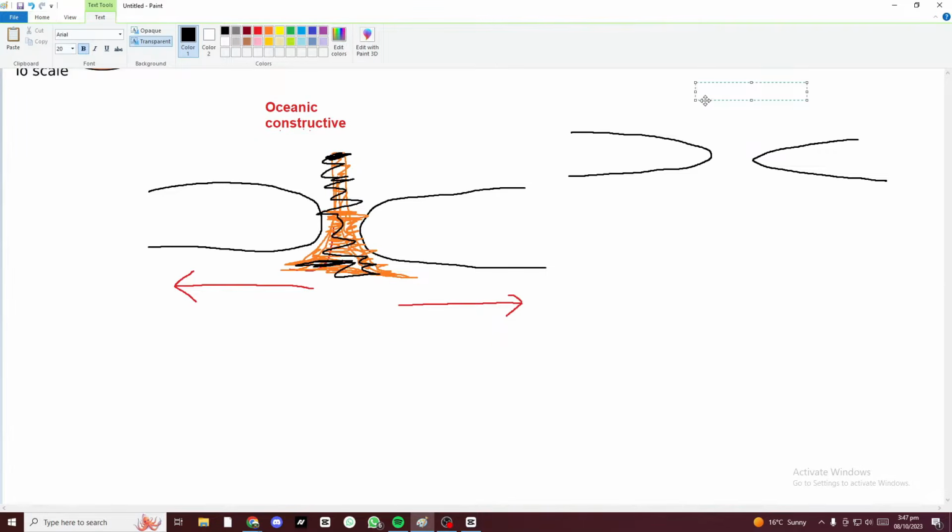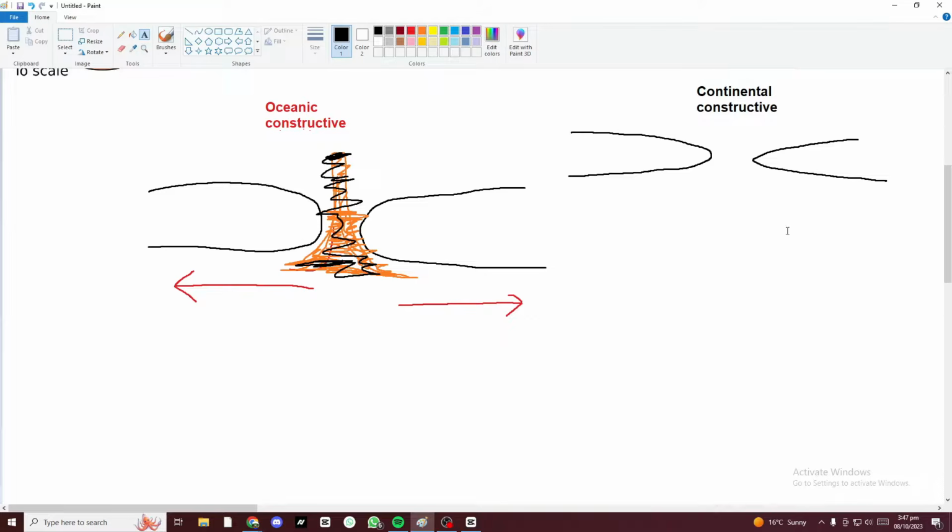So here I'm going to make a continental constructive plate boundary. So what happens here is the plates also move away from each other. However, because the crust is very thick here, because it's continental, there will be no magma coming up to fill this gap, and a valley will be created.